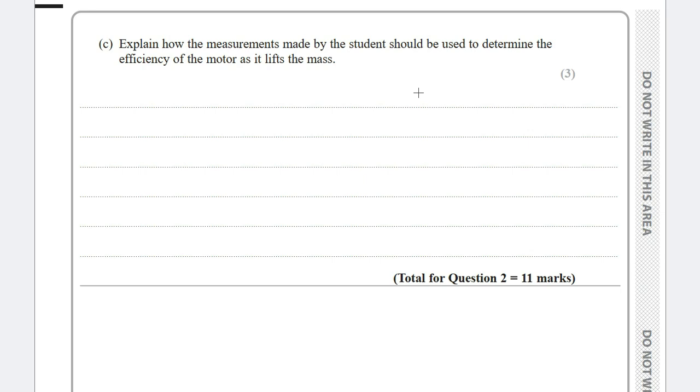Part C says, explain how the measurements made by the student should be used to determine the efficiency of the motor as it lifts the mass. We were just solving this question in my class the other day. So I asked my students, what do we use to calculate efficiency? And they said output by input. I said absolutely fine. Output what and input what? Then I asked output power or output energy, input power or input energy. Answer is actually either one works. You can calculate efficiency using both power or energy. Please bear this in mind.